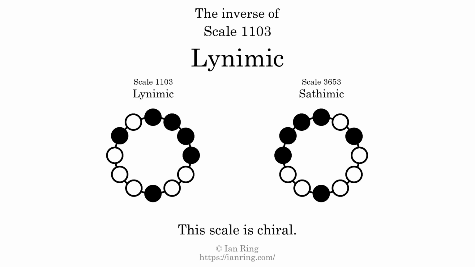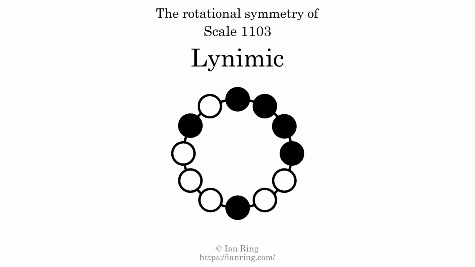The inverse of a scale is a mirror image. It is what you get when the sequence of intervals is reversed. The inverse of this scale is scale 3653, also known as Lynimic. This scale is chiral. It cannot transform into its inverse by rotational transformation. This scale has no rotational symmetry.